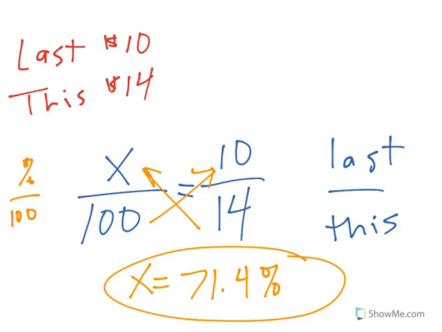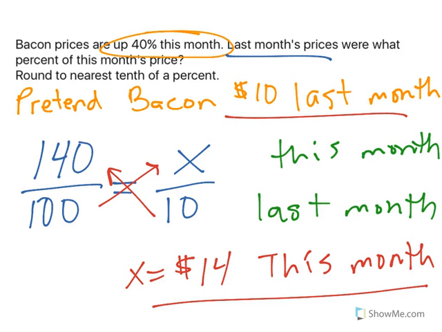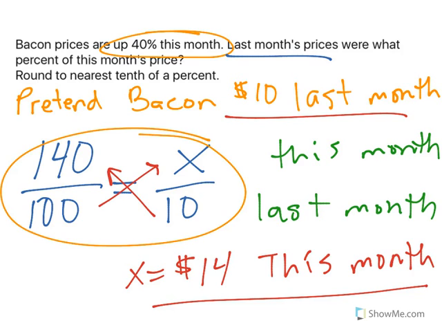So I highly recommend that first step of giving bacon a price for last month, finding this month so that you have some concrete numbers to play with. And again, it doesn't matter what numbers you play with because the percentages will always be the same, right? 5 to 7 is the same as 10 to 14 because those fractions would reduce. So because the fractions would always reduce the same, you can pick any number you want to start as long as you use the correct proportion to find your other value.